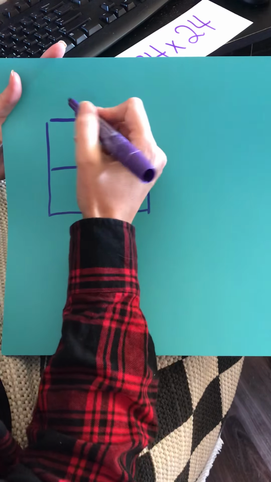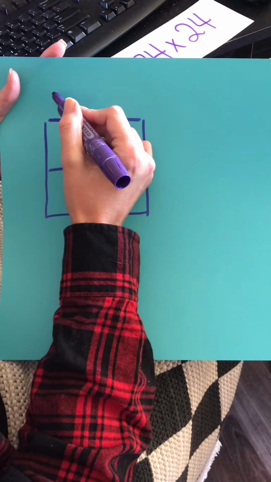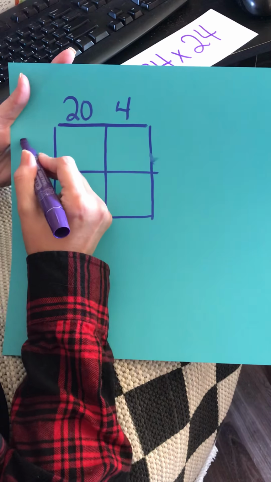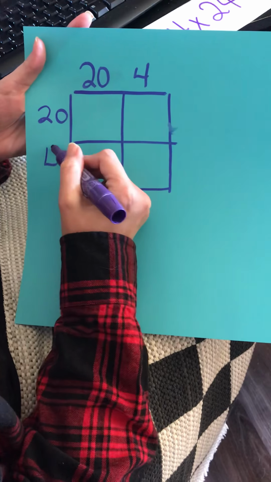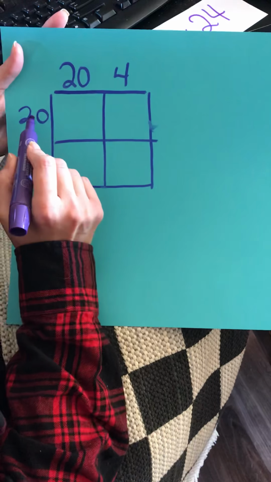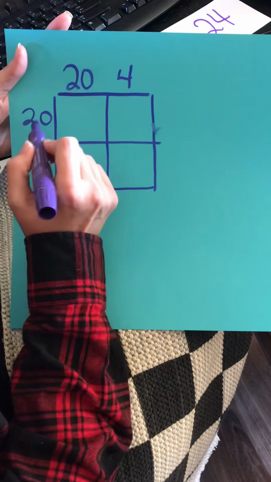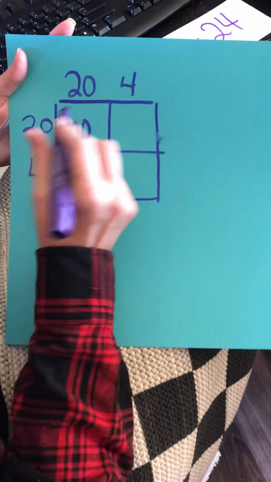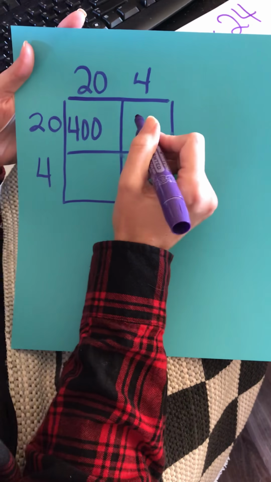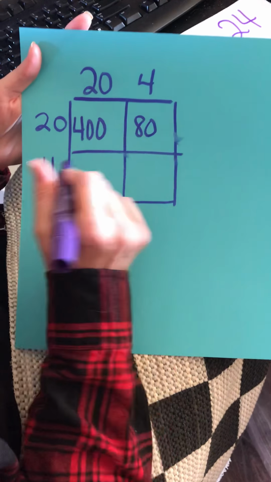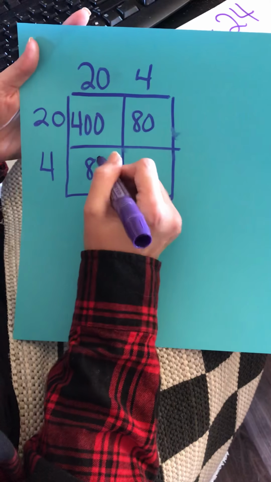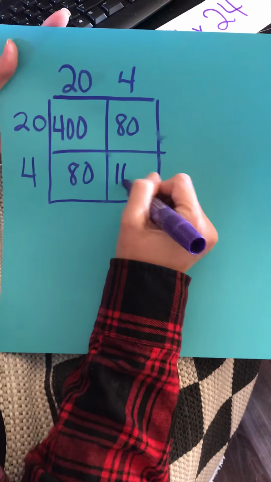And I'm going to break 24 into 20 and 4. So I'll do that for both of them. Now I'm going to multiply 20 times both numbers on top. So 20 times 20 gives us 400. 20 times 4 would give us 80. So 4 times 20 would be 80. And then 4 times 4 is 16.